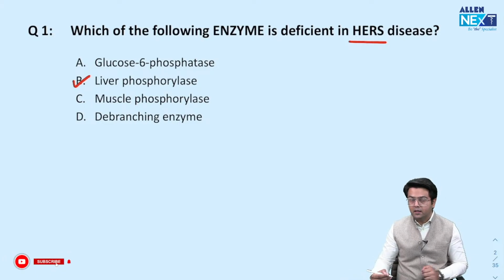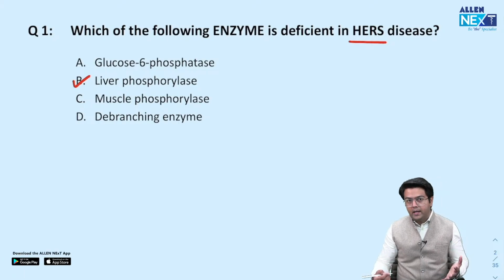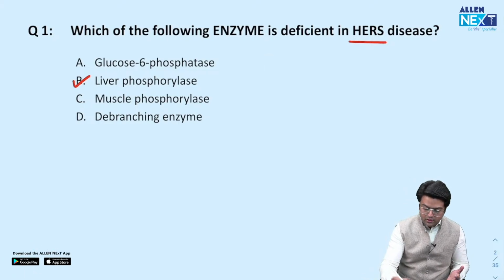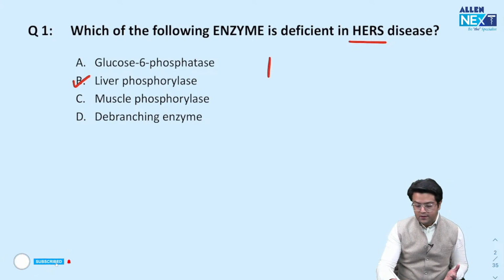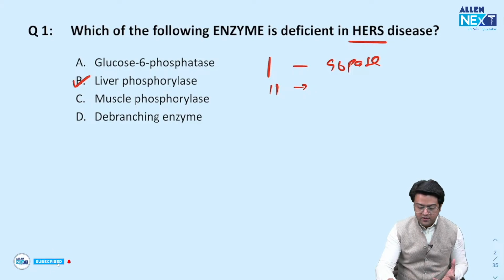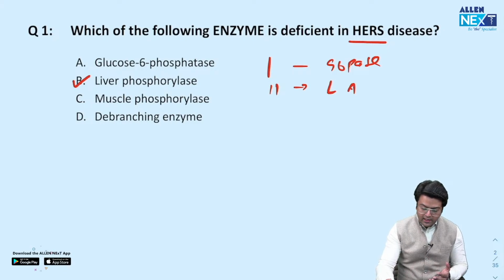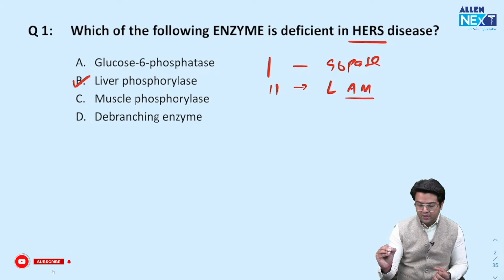So answer is B. Correct answer, right? So glucose 6 phosphatase. So type 1 disorder, right? Type 1 disorder is the disorder that is called von Gierke's disease, and the enzyme is glucose 6 phosphatase. Type 2 is Pompe's disease, right? Also remember Pompe's affects the heart. So what's the name of the enzyme? Lysosomal acid maltase, right? That's the name of the enzyme.